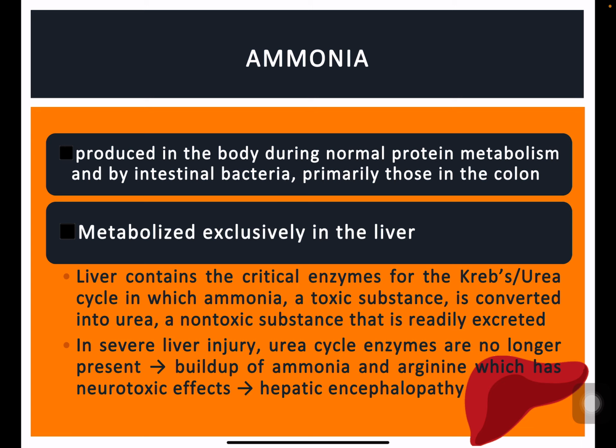So in severe liver injury, the urea cycle enzymes are no longer present. So that's why there is a buildup of ammonia and arginine, which has neurotoxic effects, leading to hepatic encephalopathy.